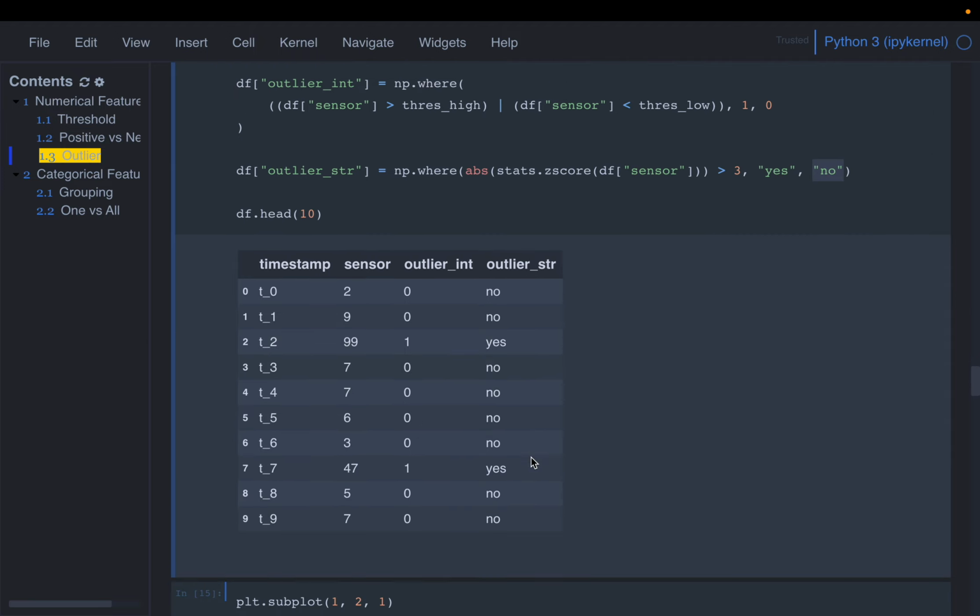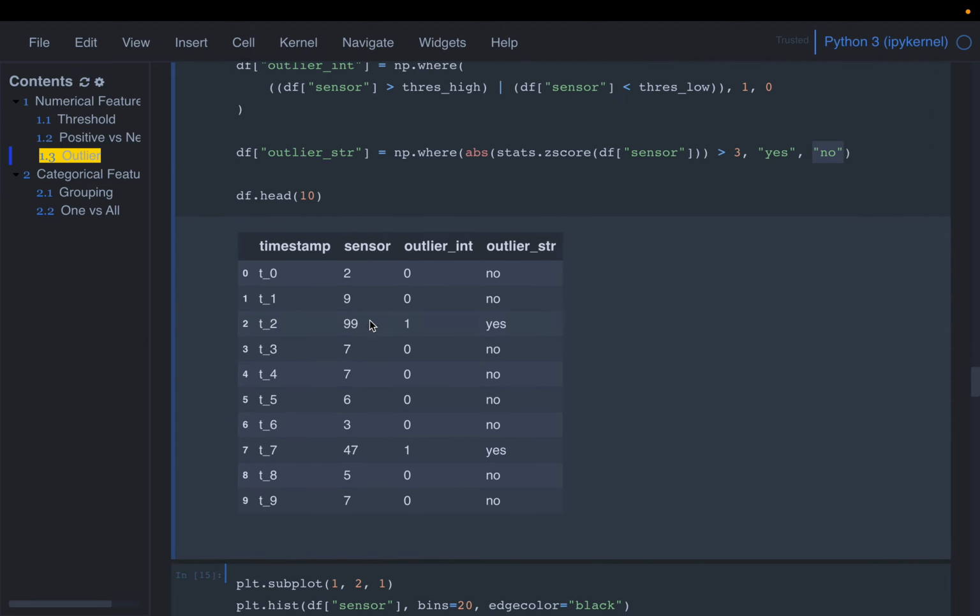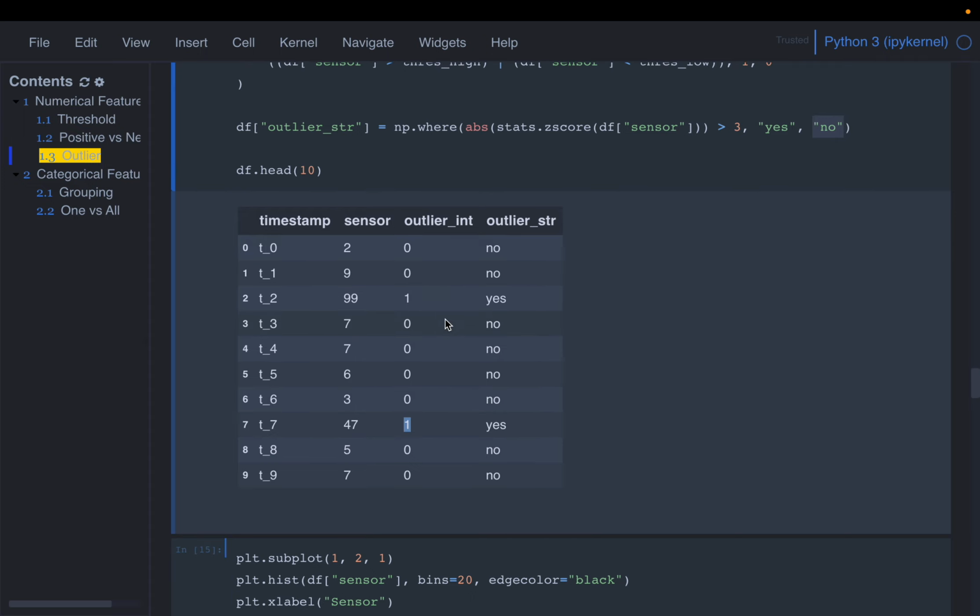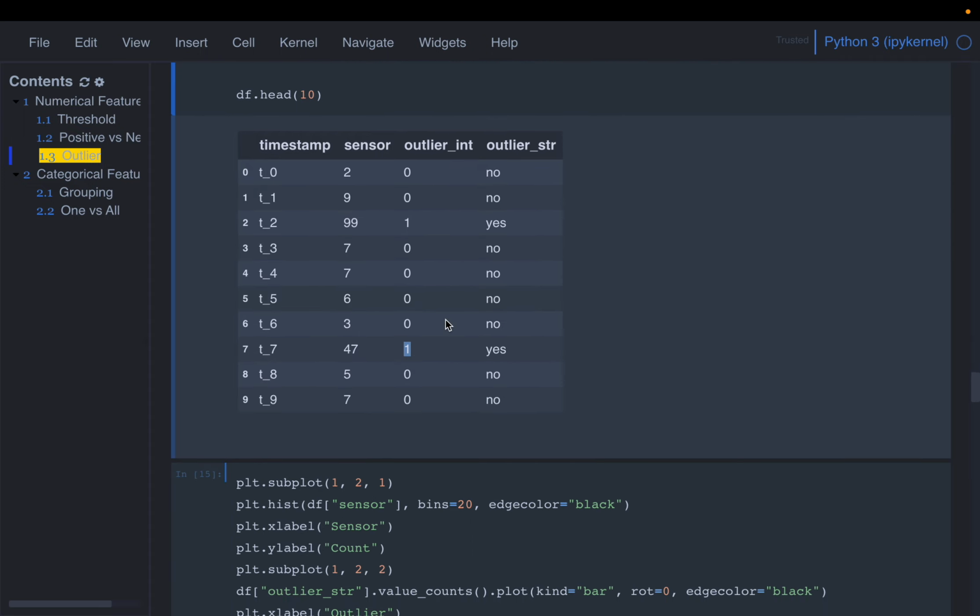For example, if we look at this actual data, these values are not outliers: 2, 9, 7, 6, 3, etc. Whereas this 99 and 47 are clearly outliers. So we have marked those two values as outliers, and in numerical form, we encoded them as 1, whereas all the safe ones are encoded as 0.